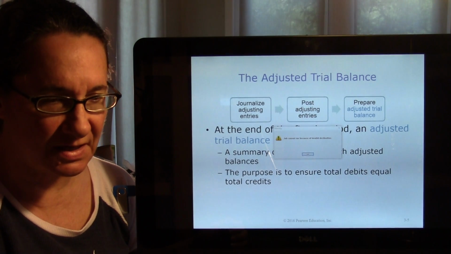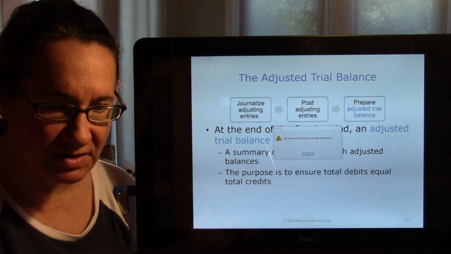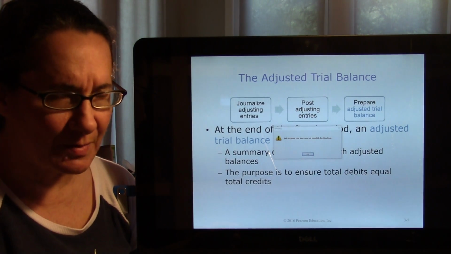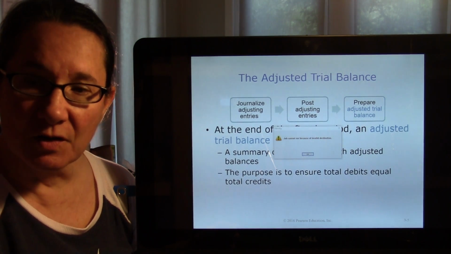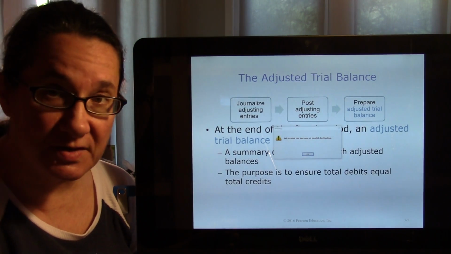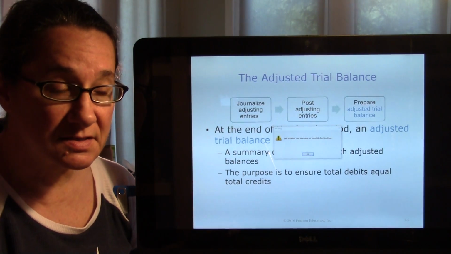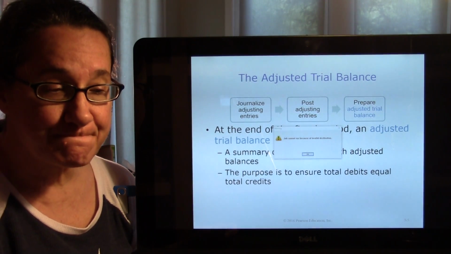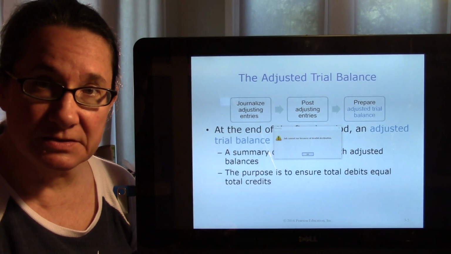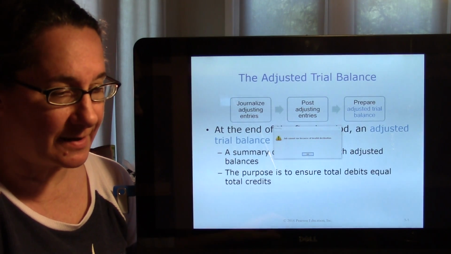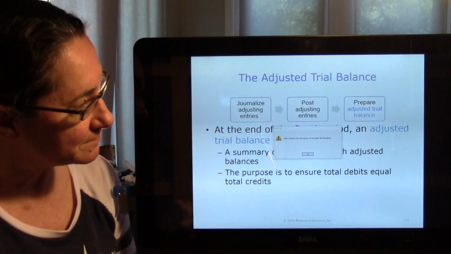But once we do our adjusting entries, well, now we've added some transactions to the books. So we better check again and make sure we did those adjusting entries right. So we check and see through an adjusted trial balance to make sure we got those entries right and our debits still equal our credits. So that's what we're doing.